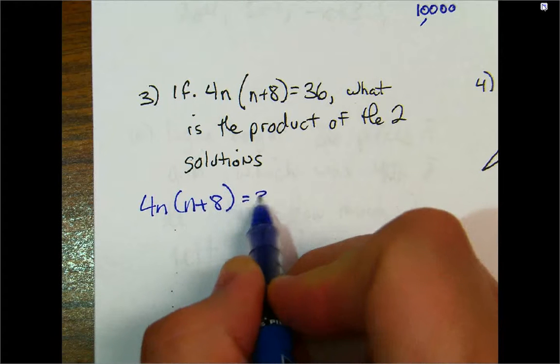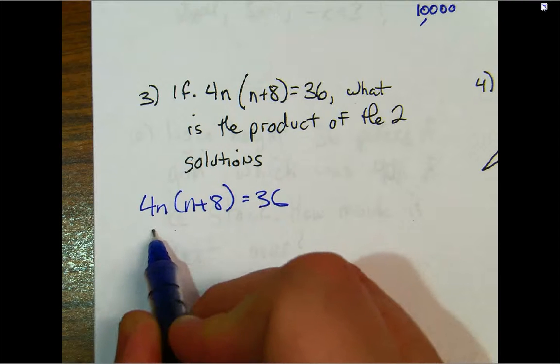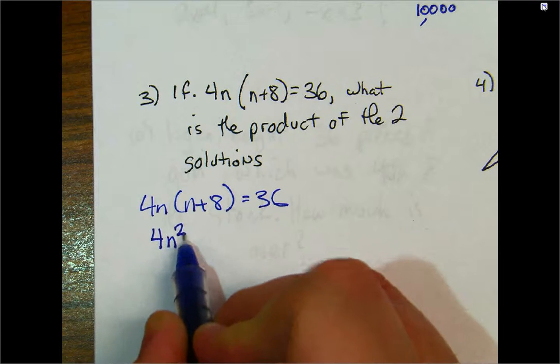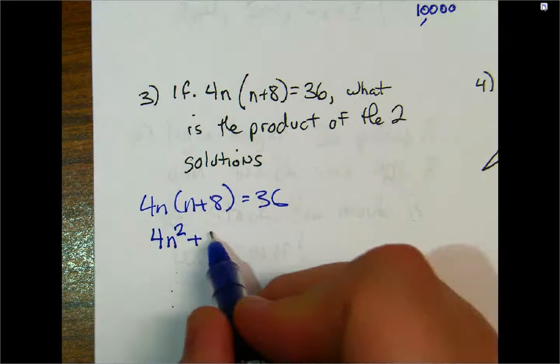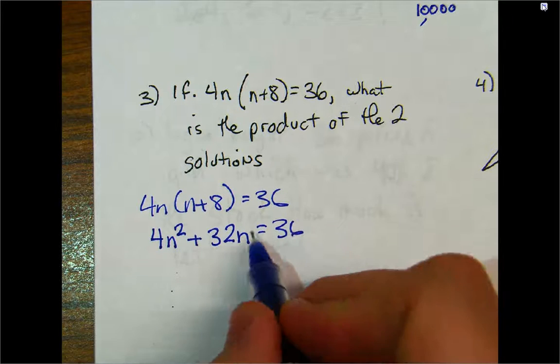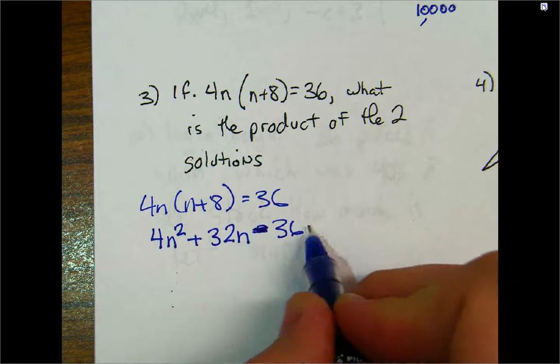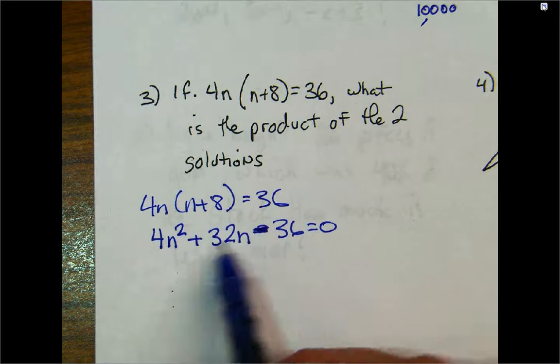Multiply this out. What's 4n times n? 4n squared plus, what's 4n times 8? 32n. And that's equal to 36. But if we subtract it from both sides, we'd end up with this. Do you agree with that? That if we subtracted 36 from both sides, it'd just be 4n squared plus 32n minus 36 equals 0?